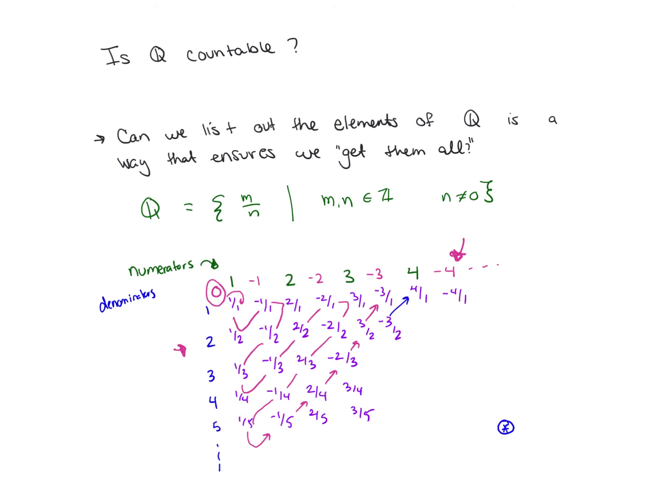Now, there's a few more issues that you might have noticed. For example, I'm not going to get a bijection if I do this. Right? The number 2 over 2 is the same as the number 1 over 1.